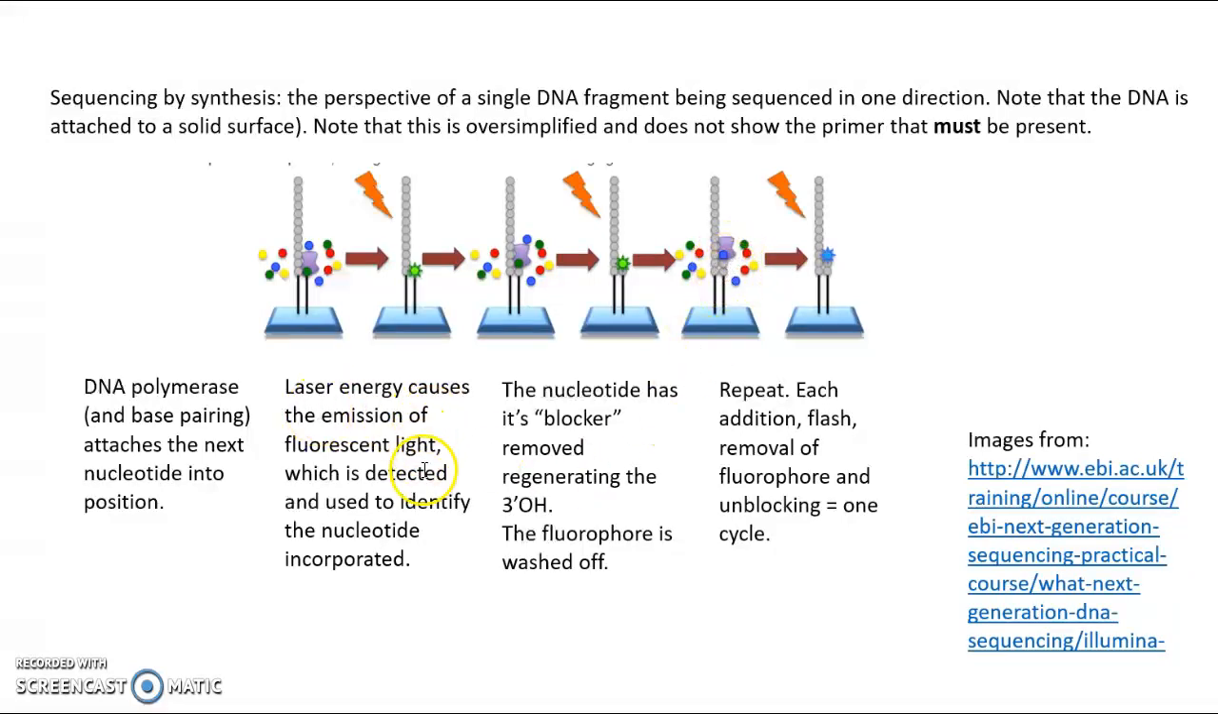We've got laser energy, which is causing the emission of fluorescent light, and that's detected and used to identify the nucleotide. And we've got the blocker group chemistry at work, so that we're continually regenerating the 3' hydroxyl that is in a nucleotide added at the very end of the growing strand. And you just keep repeating this, and every time you do it once, it's considered one cycle. And in that way, you can use time to control how many nucleotides you sequence.